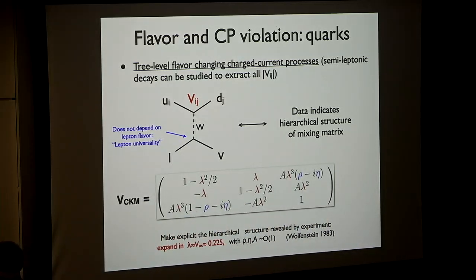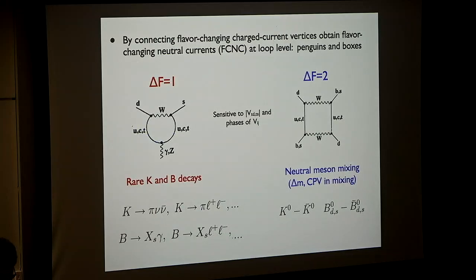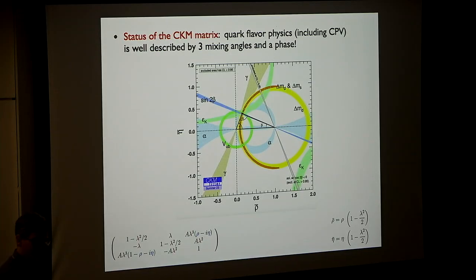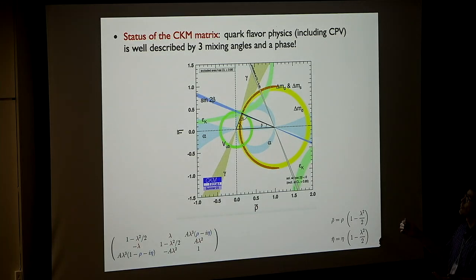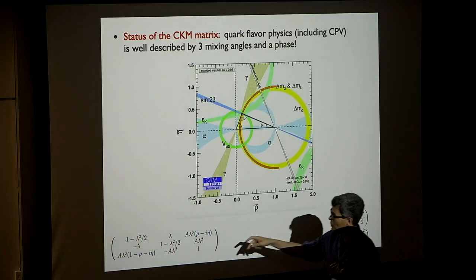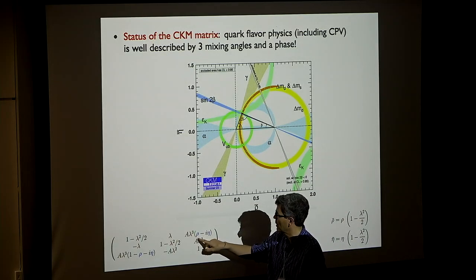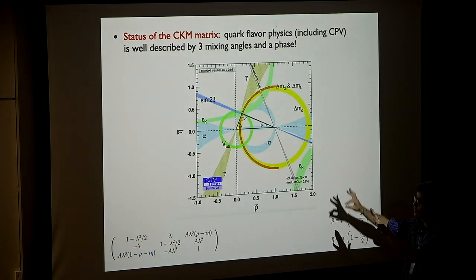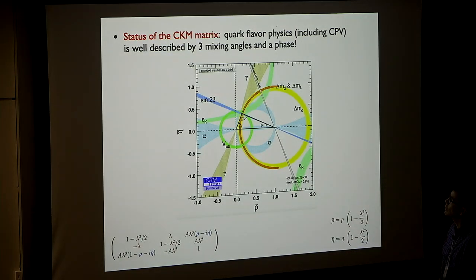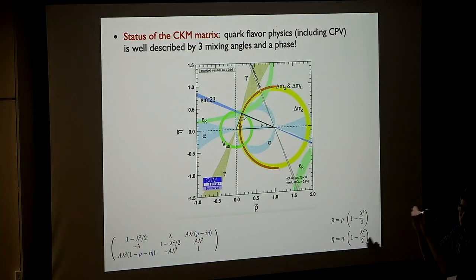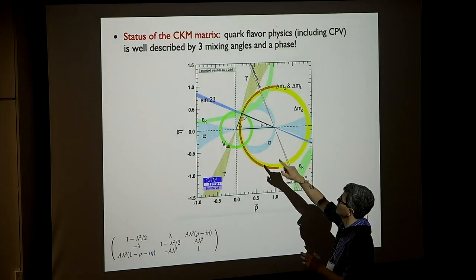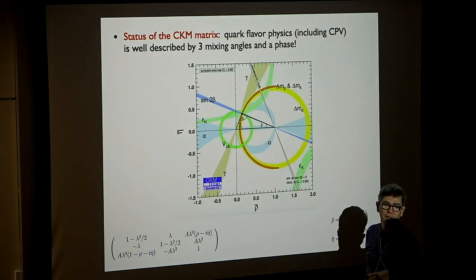You can study this in many, many processes. I'm not going to go into detail, but I just want to show you the consistency. This is the status from the CKMfitter collaboration. There's a lot of data from B meson decay, K meson decay. In the Wolfenstein parameterization, there are 4 parameters: lambda, A, rho, and eta. If you project it on the rho-eta plane, this is how it looks. The triangle is really a condition of orthogonality of 2 of the rows of the CKM matrix. And the fact that all these constraints meet at the apex of the triangle is highly non-trivial.